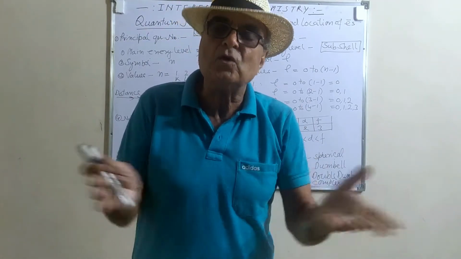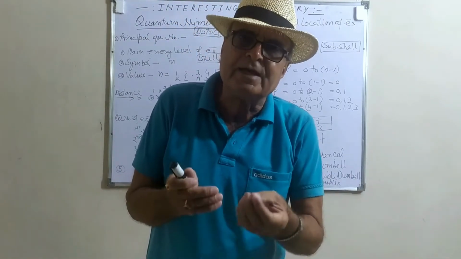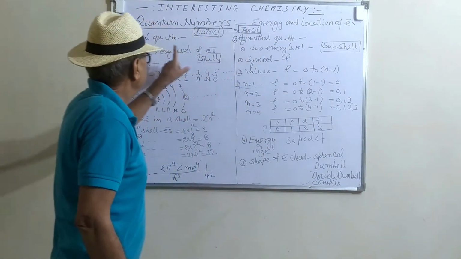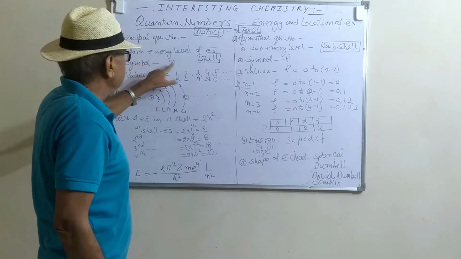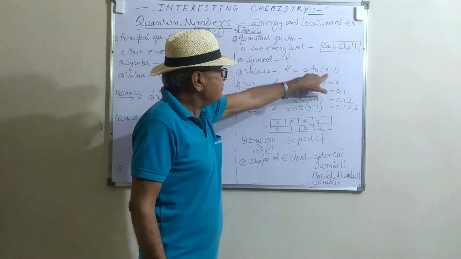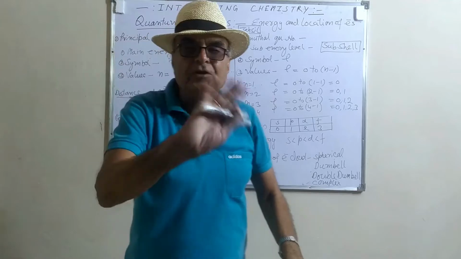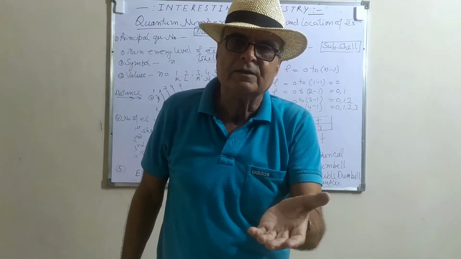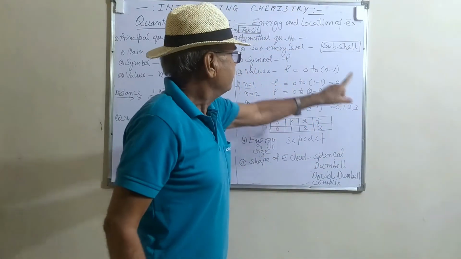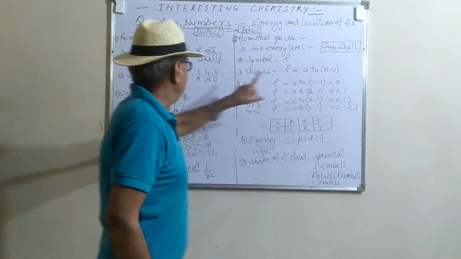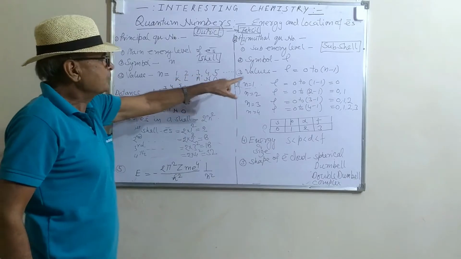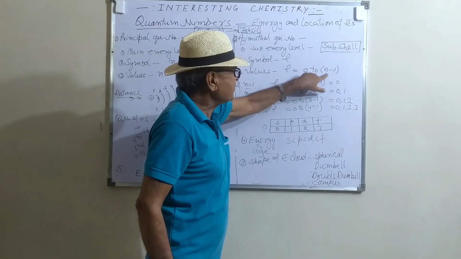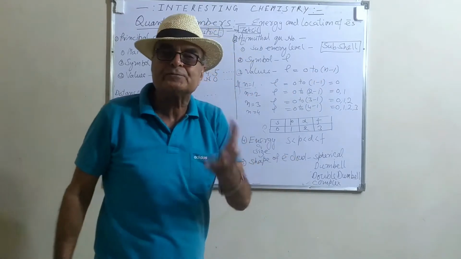L is equal to 0 to n minus 1, and n is the same thing, the principal quantum number. So without the principal quantum number, you can't calculate the value of L. And from here, n varies from 1, 2, 3, 4, 5. So the value of L will vary with respect to n.